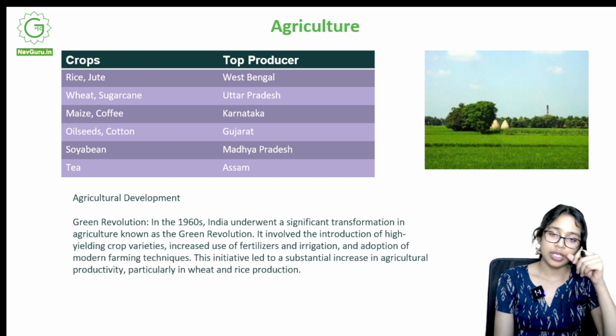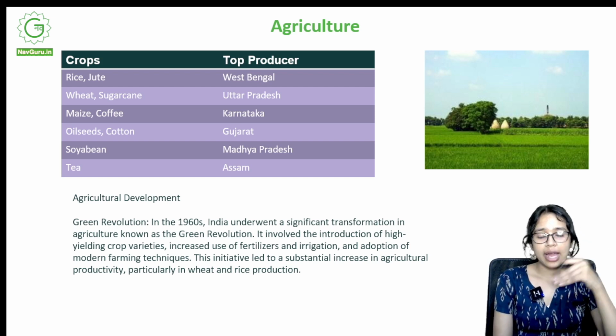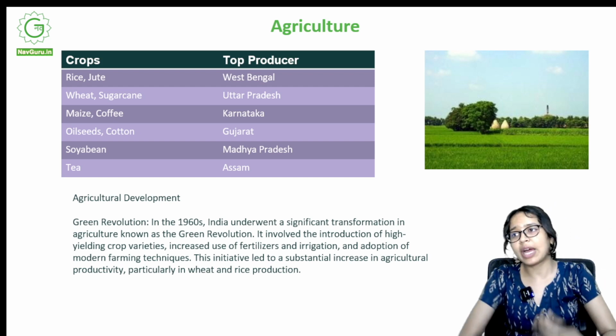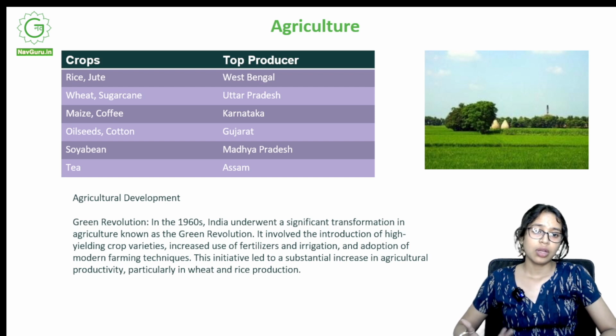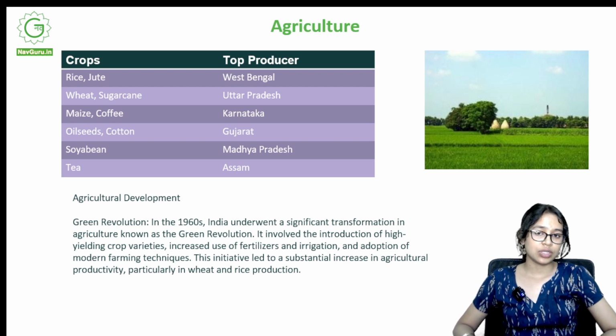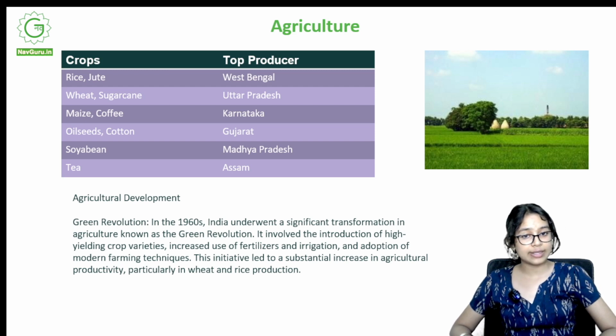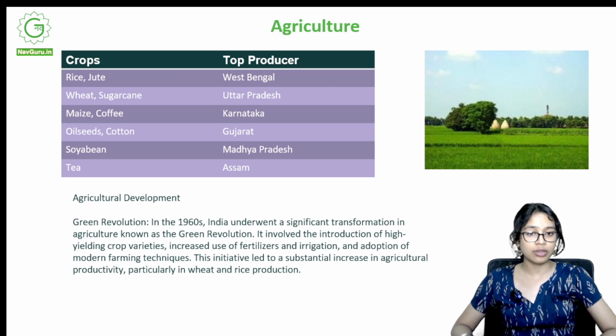Agriculture development. Agricultural development is, as the name suggests, the use of practices or methods to develop agriculture as it already exists into a better form of it. Green Revolution. In the 1960s, India underwent a significant transformation in agriculture known as the Green Revolution. It involved the introduction of high-yielding crop varieties, increased use of fertilizers and irrigation, and adoption of modern farming techniques.